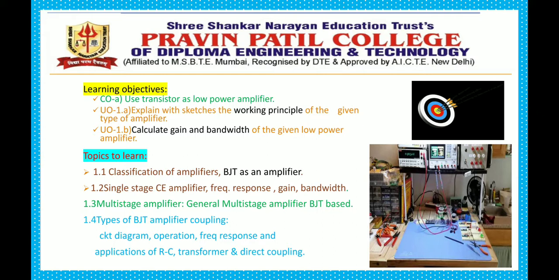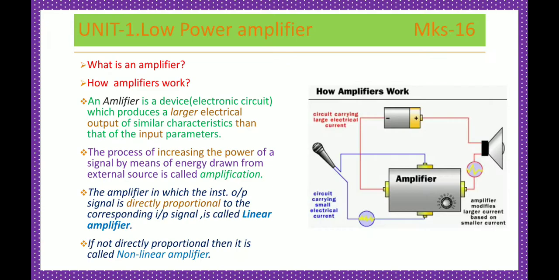Topics that will be learned are the classification of amplifiers, BJT as an amplifier, and single stage CE amplifier with the frequency response, gain, and bandwidth. The rest of the topics, multi-stage amplifiers, will be covered in the subsequent presentation. So the first chapter is of 16 marks as per the marking scheme from MSBTE.